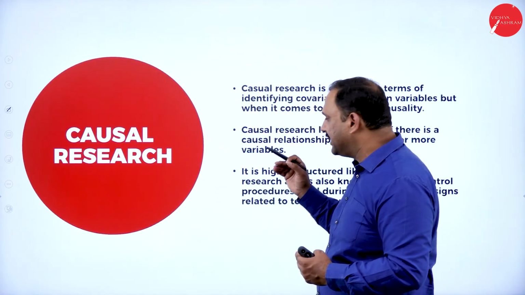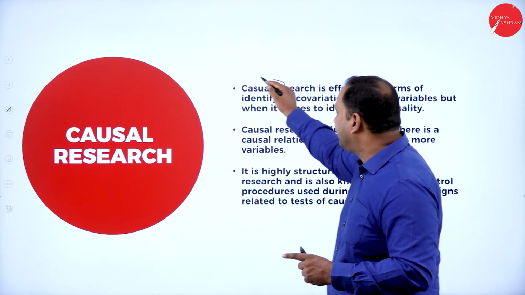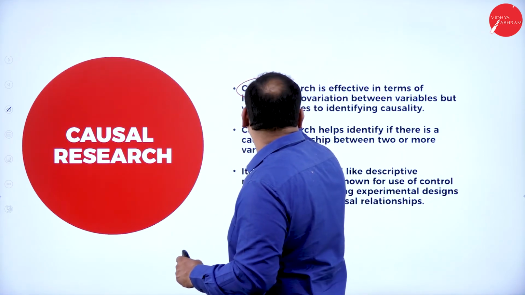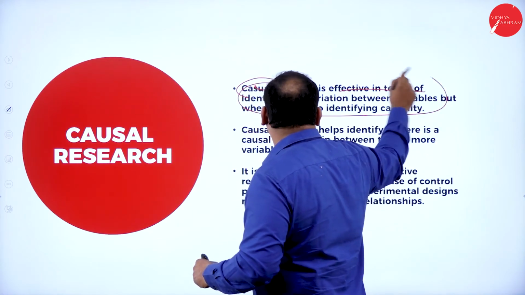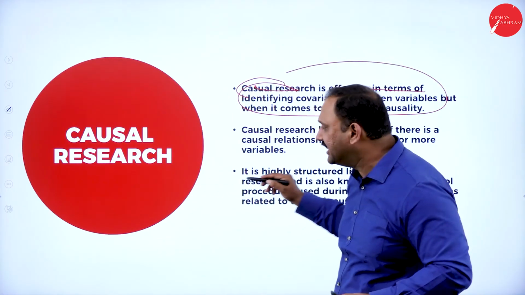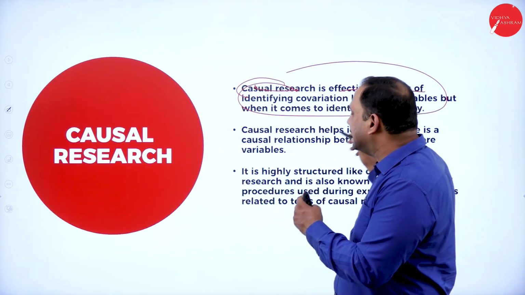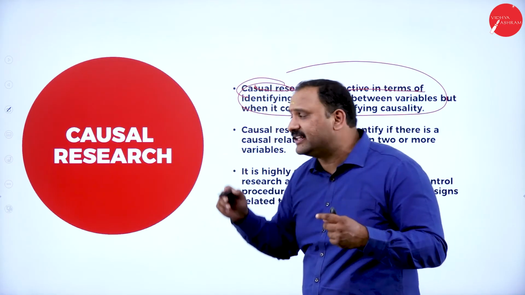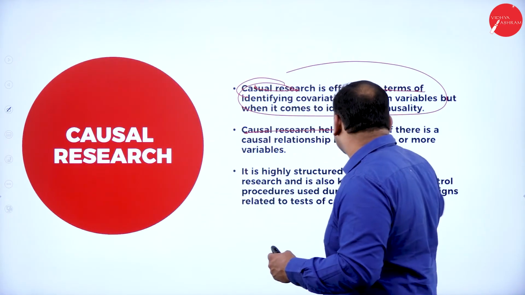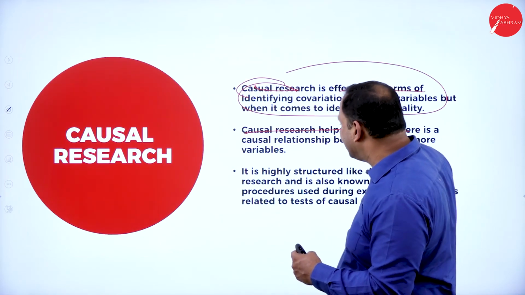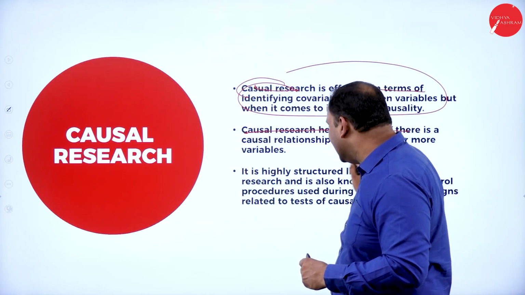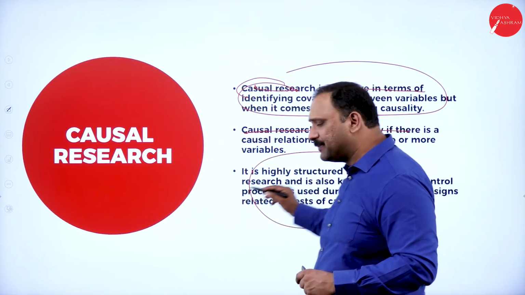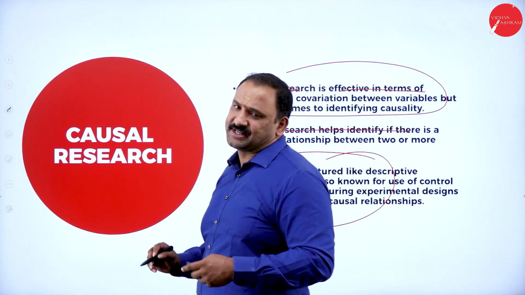Now, the word is very, very important. Causal, or the factor here, is very important, which says that it is effective in terms of identifying the covariation between the variables, but when it comes to identifying the causality, that's what is happening. So causal research helps you to identify if there is any relationship between the variables. It is highly structured like the descriptive, and it is used for a specific purpose.